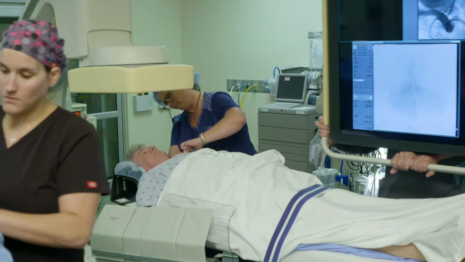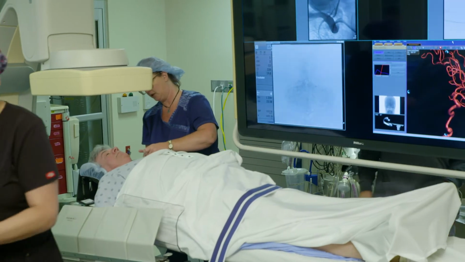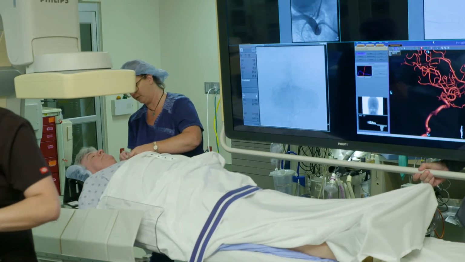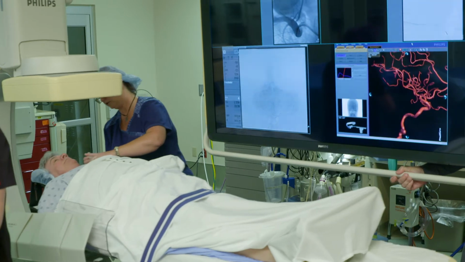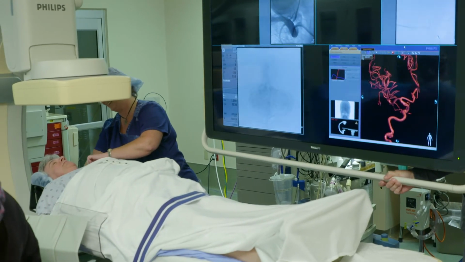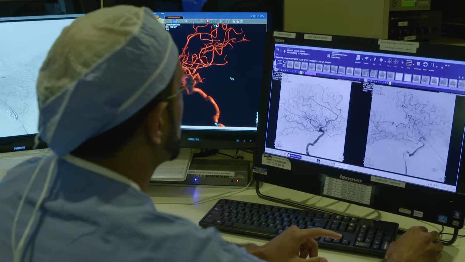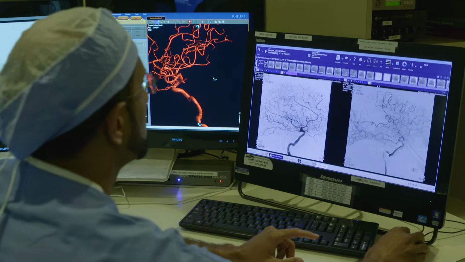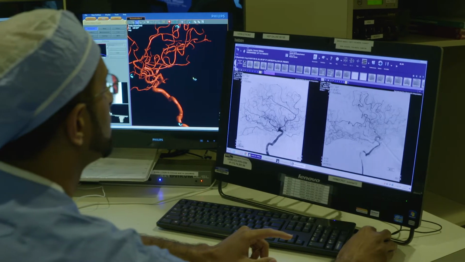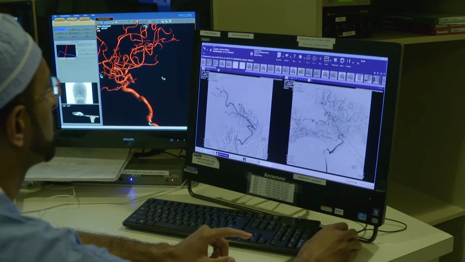The patient is then taken to the angiogram suite, where the neurointerventional radiologist will perform a thrombectomy. A thrombectomy is a type of surgery used to physically remove the clot from the blocked artery or vein. The CT angiogram shows the clinical team where the blockage is located, while the CT perfusion will detect what tissue is salvageable, the penumbra, and what is infarcted.